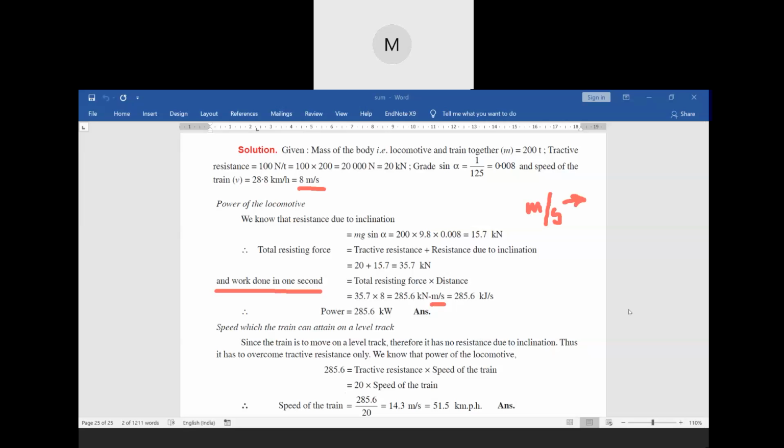Sir, if we know the work done in 1 second, then we can find the exact work done that has been done. How? How can you find out the exact work done if you do it in work done per second? How can you find out?